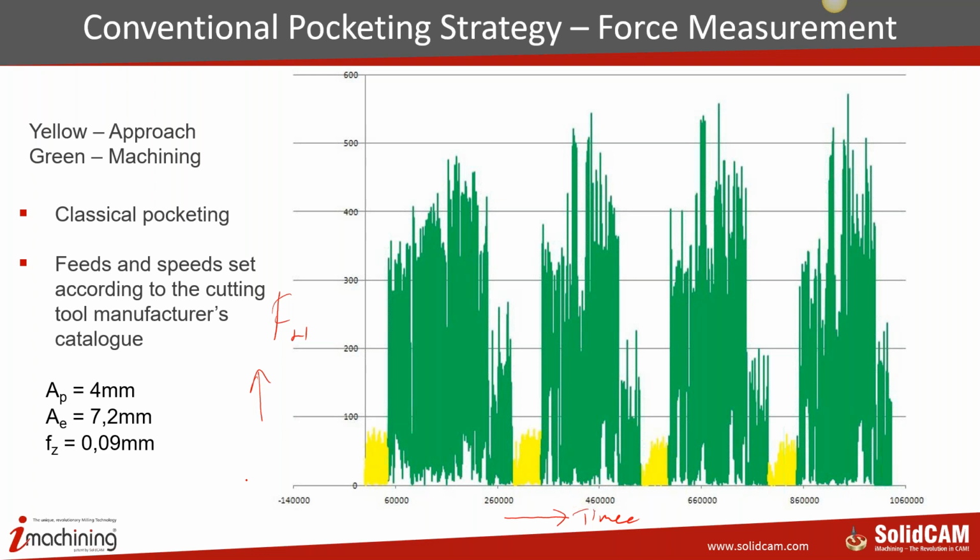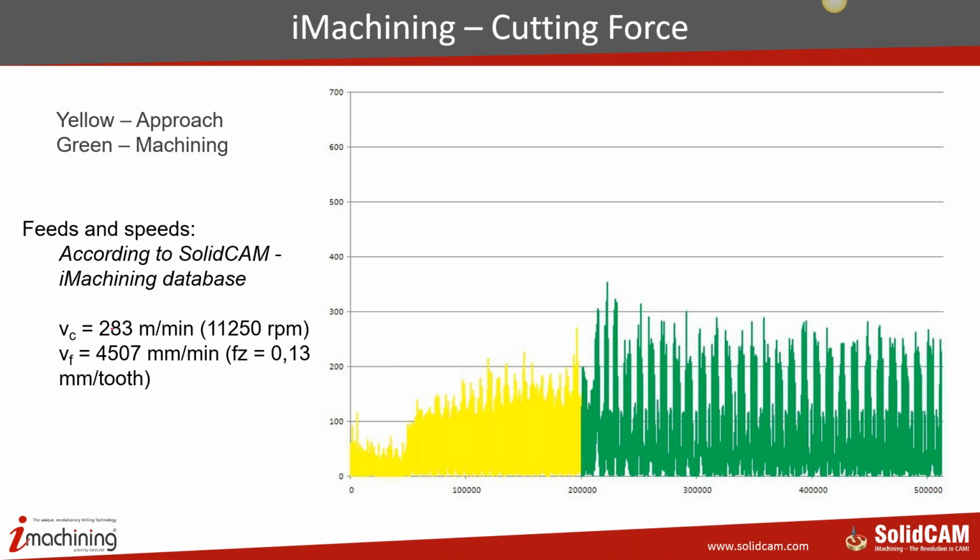So at 4 millimeter depth of cut, 7 millimeter sidestep, and an FZ value of 0.09, an average of 350 newtons was observed on the machine spindle. Okay. Now we move to the same cutting with iMachining. With iMachining, with a VC of 283, feed rate of 4.5 meters and a depth of cut of 24 millimeters, that is 6 times the depth of cut used in conventional, the force that came up on the computer was approximately, on an average, 220 newtons. Okay. This was the force measured. So you have got 350 here, 220 here.